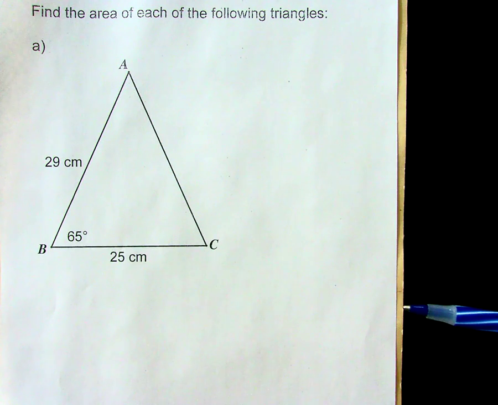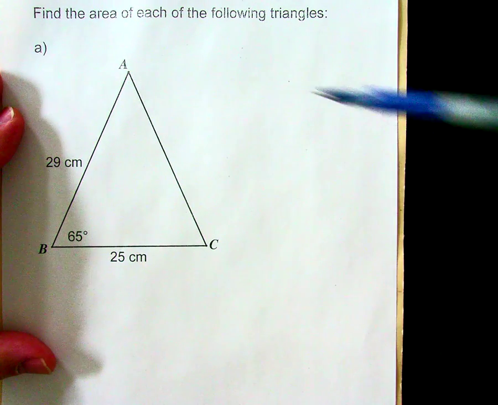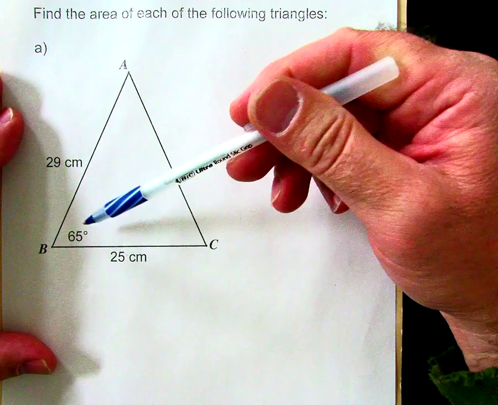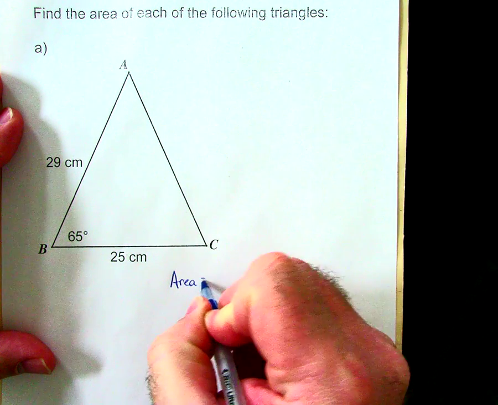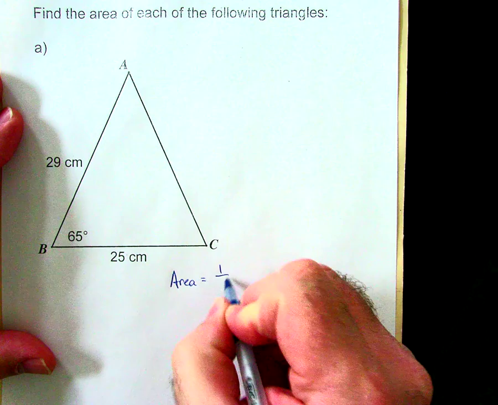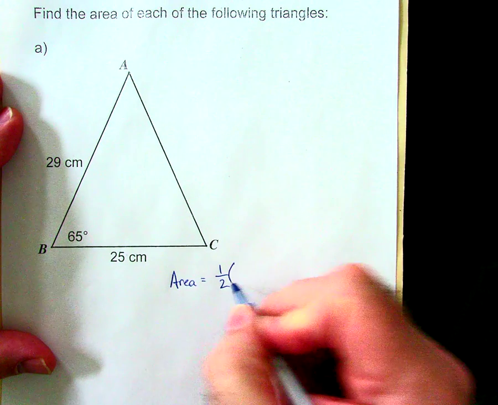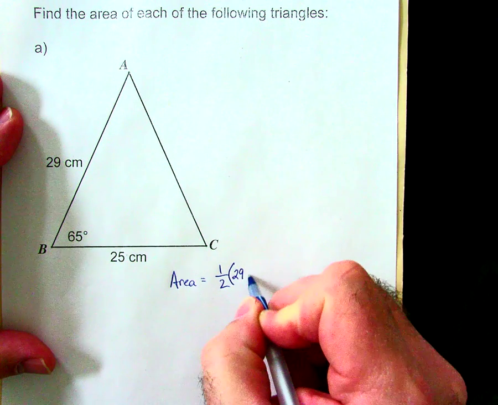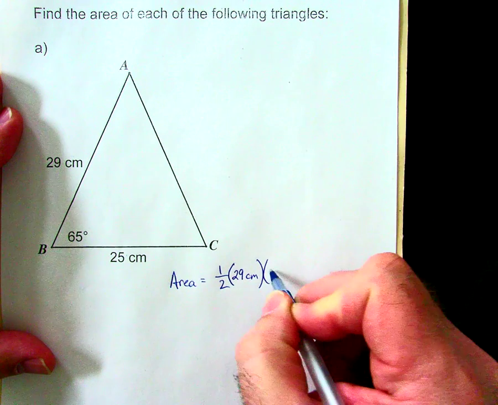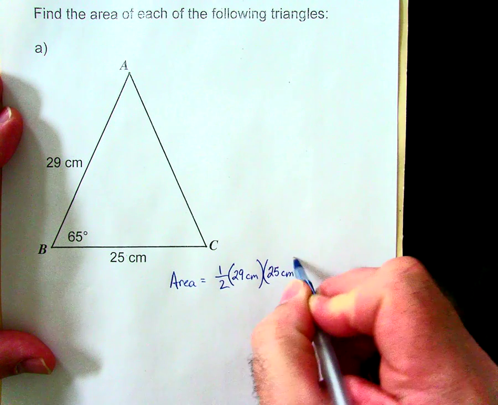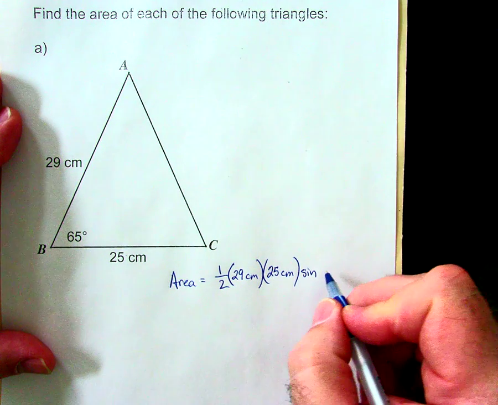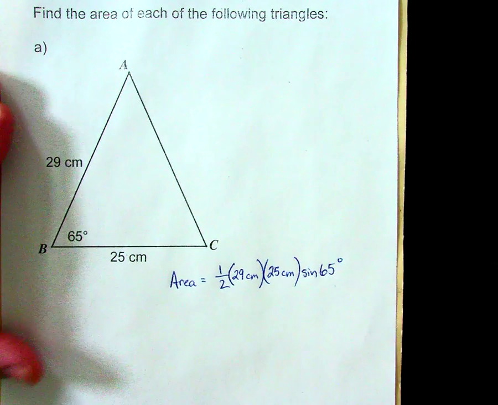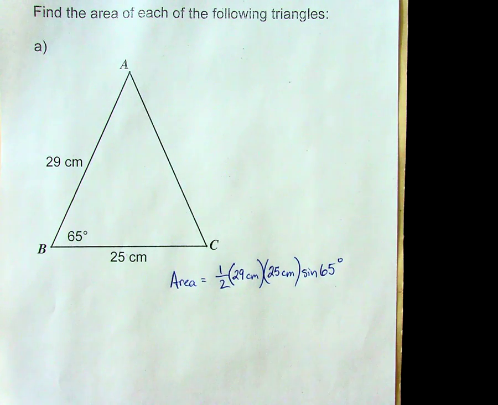So in this particular case, I have these two sides and this included angle, so my area is going to be 1/2 the product of the two side lengths, so in this case 29 centimeters times 25 centimeters times the sine of 65 degrees. Now, how's that going to work out?